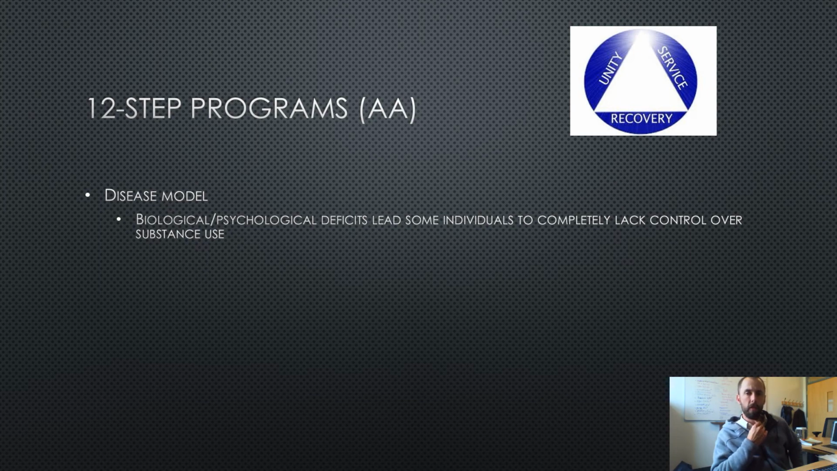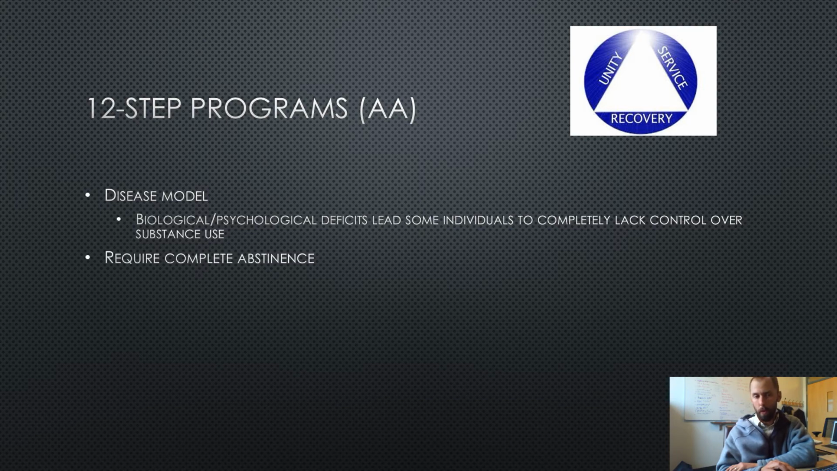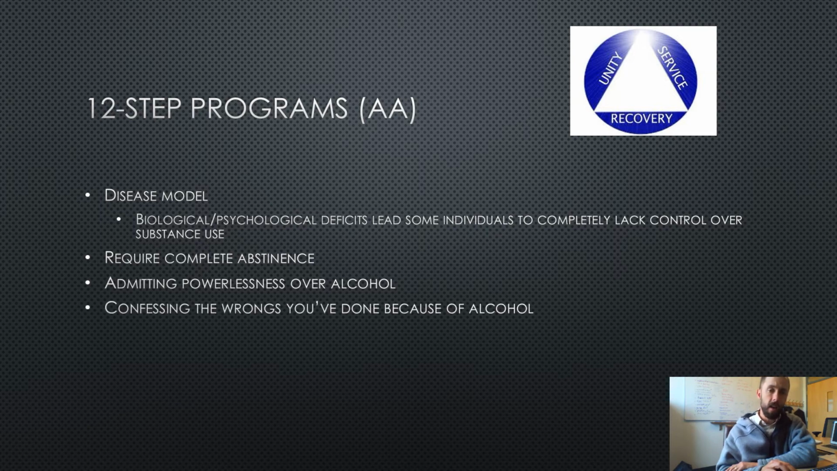And it's a disease model. So in AA, they really believe that alcoholism or alcohol use disorders are a disease. So you have this biological or psychological deficit, and that leads you to completely lack control over alcohol. Alcohol controls you. So the only way to live a good life if you have that disease is to be completely abstinent from alcohol. You have to admit that you're powerless over alcohol, and you have to confess the wrongs you've done because of alcohol.